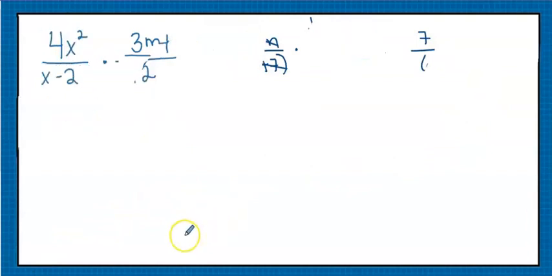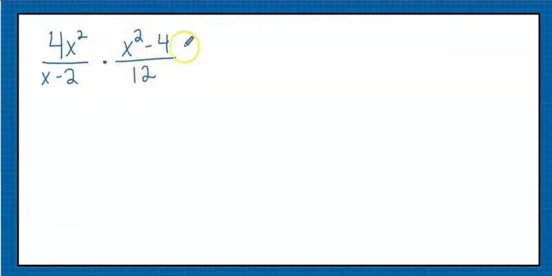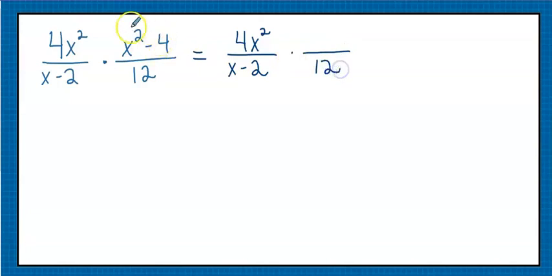Okay, my next problem, the only thing I see that I can factor is this right here, but I like to rewrite everything. It just, to me, it makes it easier to kind of keep up with everything. 4x squared can't be factored, x minus 2 can't be factored, the 12 is just 12. This is difference of two squares, so this is going to be x plus 2, x minus 2.